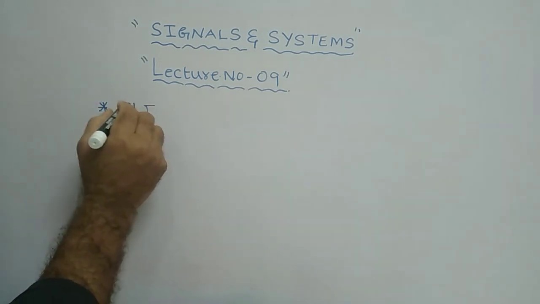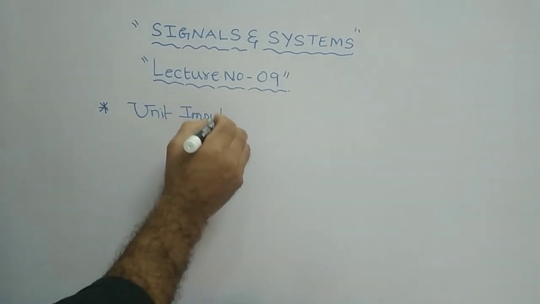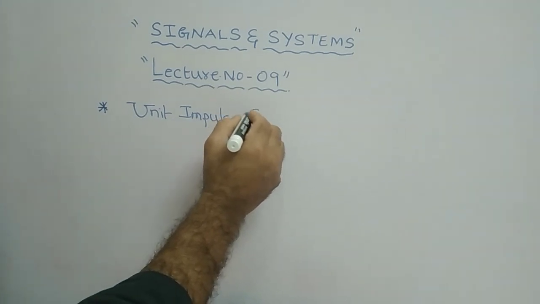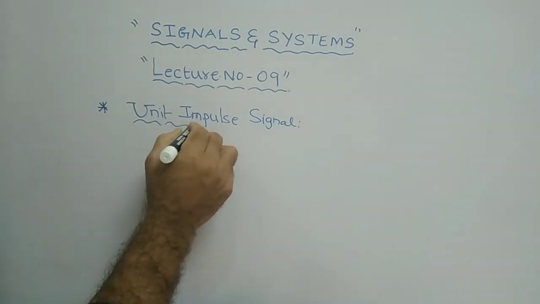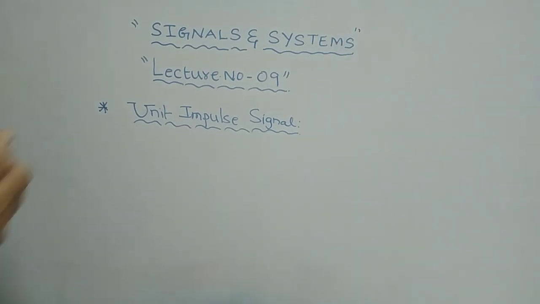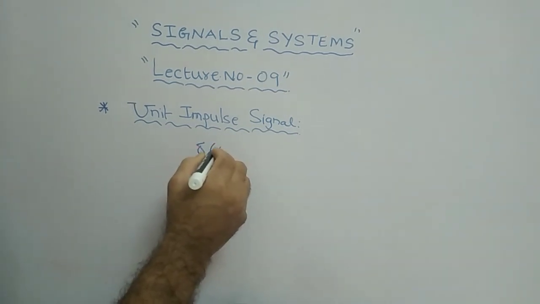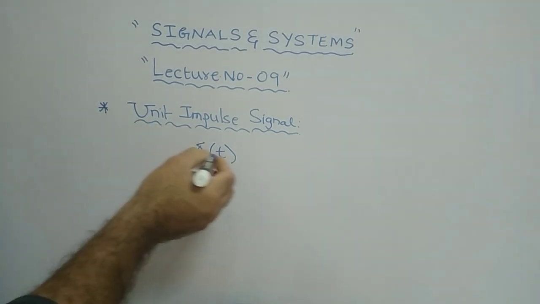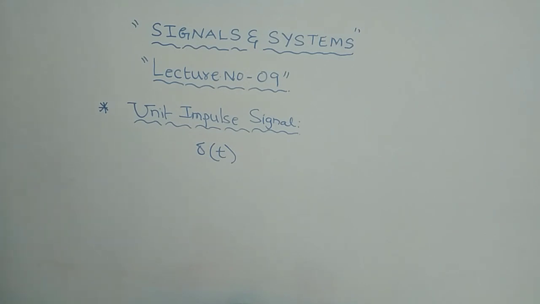This is the unit impulse signal or function, whichever way you call it. What is an impulse signal? The impulse signal is denoted by the letter delta of t in continuous time. This unit impulse signal can be defined in both cases, for continuous time as well as for discrete time.